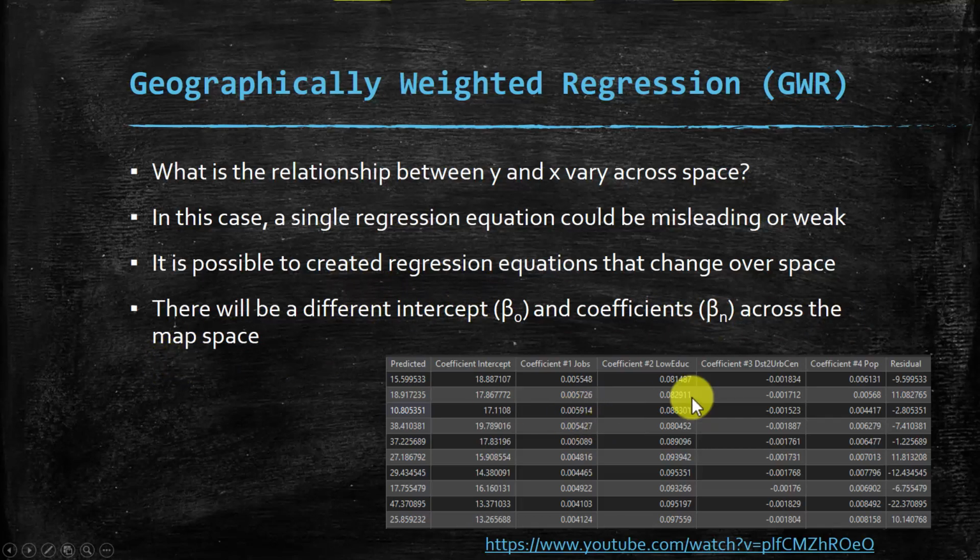So here's an example of an output from a geographically weighted regression. So for each geographic unit, we actually get different intercepts and different coefficients for different of the x's or predictor variables. So it's not a single model, but a model that varies over space. So it's geographically weighted.